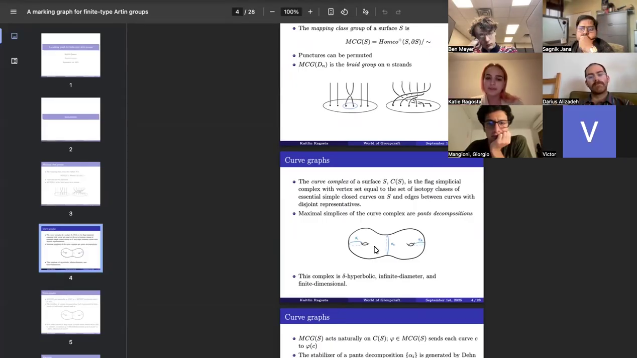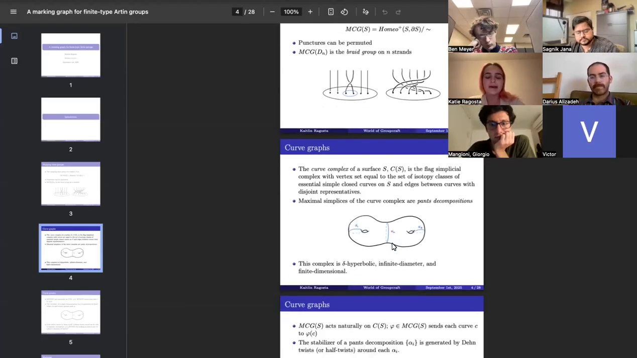So I've drawn one here. This is a genus 2 surface. And if I cut along each of these three curves, alpha 1 through alpha 3, you can see that I cut my surface in two. And if I were to pull apart along alpha 1, I would pull that out and it would look like the legs of a pair of pants. So that's where the name comes from. So that's what maximal simplices look like.